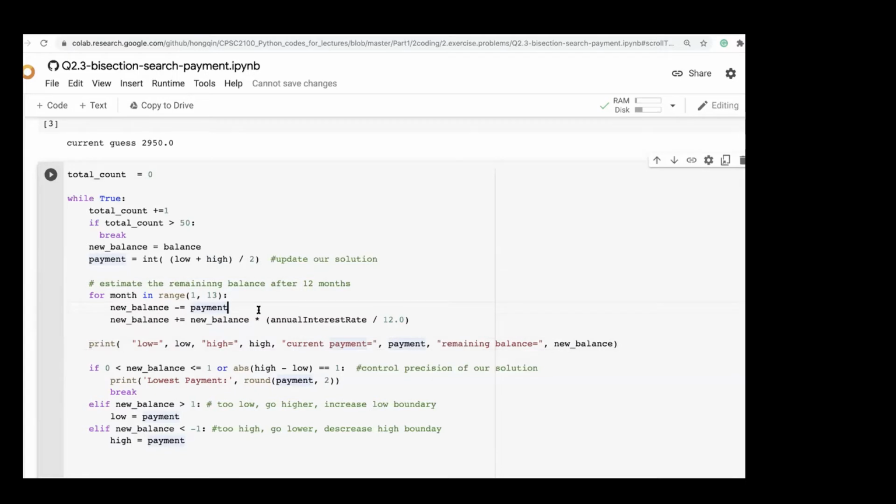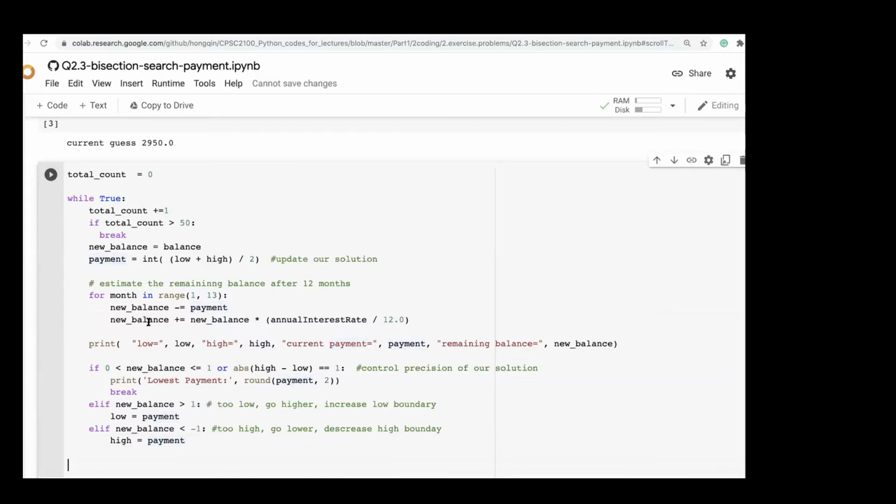If my minimal payment is too high, the new balance should be negative. That means I'm overpaying, right? So if it's negative, I paid too high. If my payment is too high, I should go lower, and that means I need to lower my monthly payment. How do I do that? I just change the high bound to my payment. I basically reduce my high boundary.